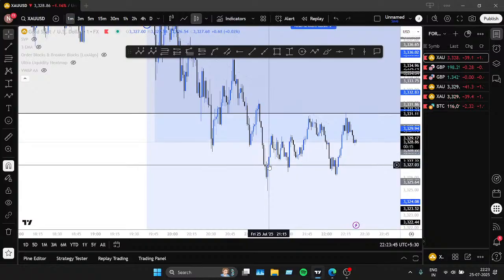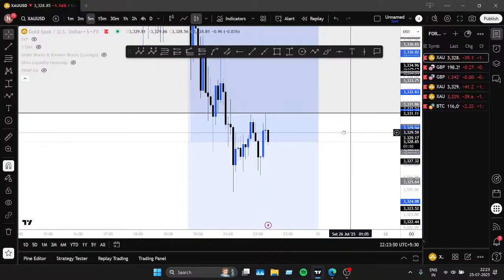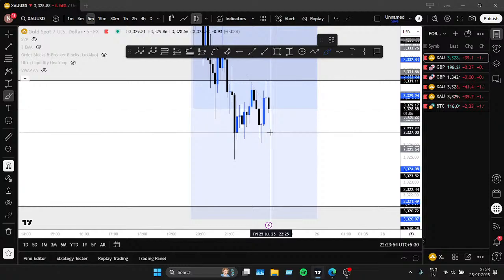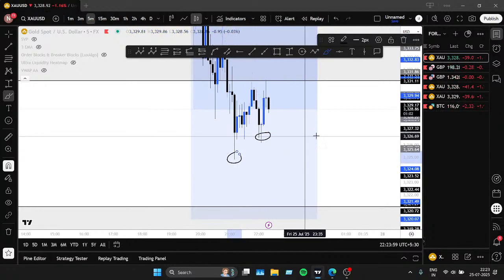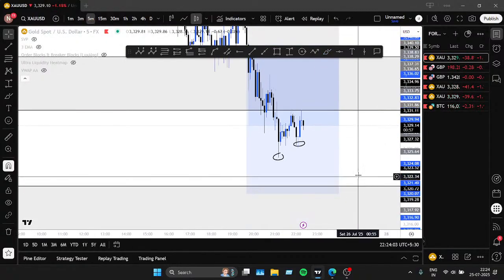Oops. So looks like there will be a lot of liquidity lying here. All those early buyers, as you can say, they could be targeted too.